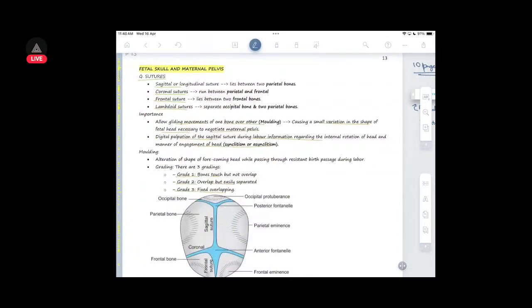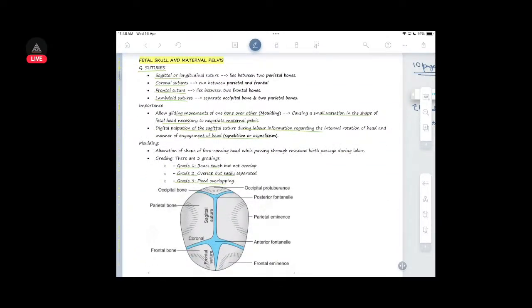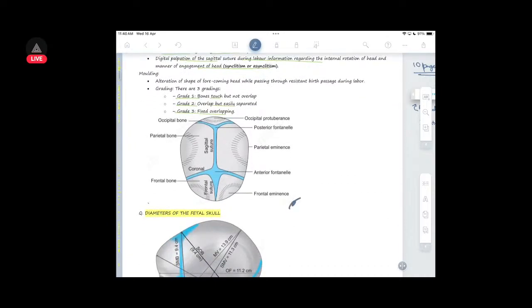Then fetal skull and maternal pelvis. So we have sutures. We have the sagittal or longitudinal suture between the two parietal bones. Coronal suture between parietal and frontal. Then frontal suture between the frontal bones. Lambdoid suture separating the occipital bone and the parietal bones, as we can see here.